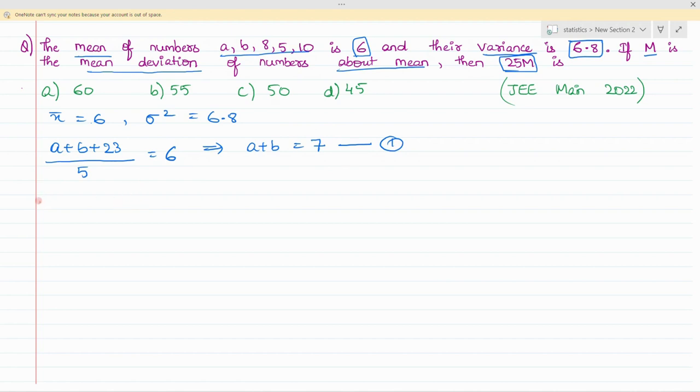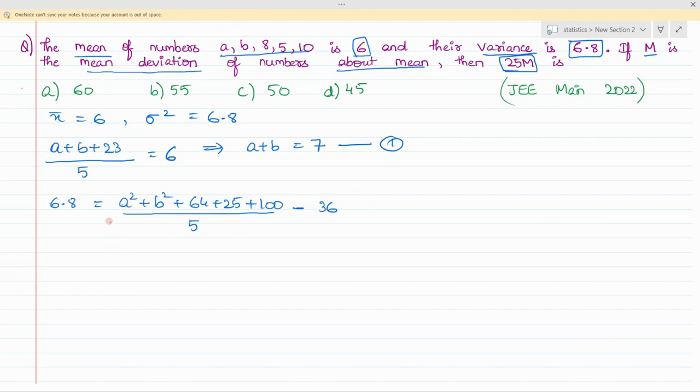Similarly, let's use the variance formula, that is 6.8 is equal to squares of the numbers a square plus b square, 8 square 64, 5 square 25 and 10 square 100 upon number of observations, those are 5, minus mean square is 6 square 36.